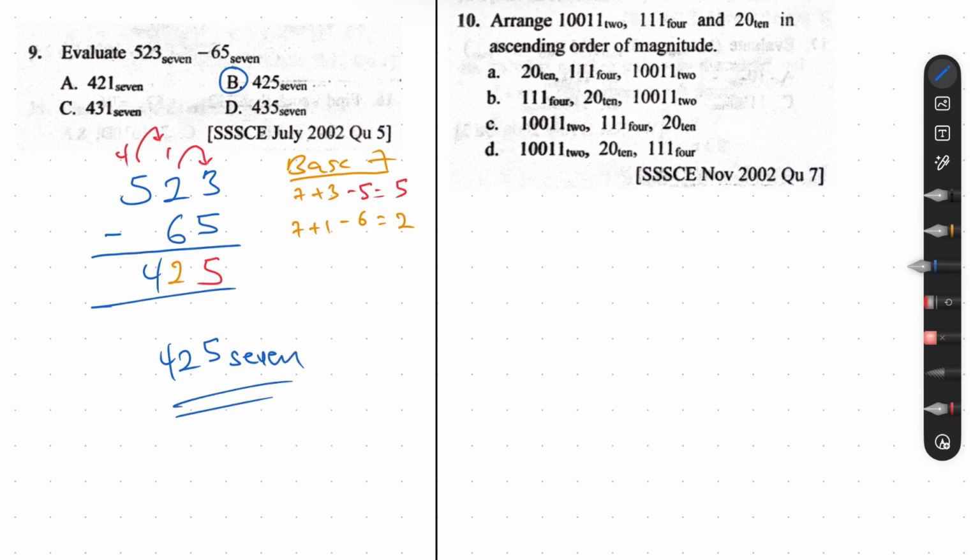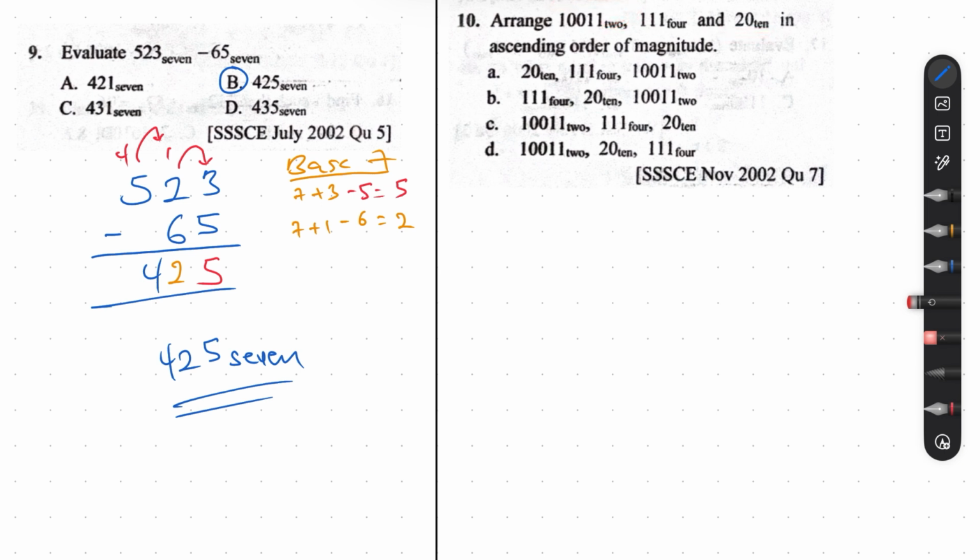Okay, cool. Let's move on to question number 10. It says, arrange these 3 numbers in ascending order of magnitude. So what we do is convert all the numbers into the same base. Here we have base 2, base 4, and base 10. So the simplest thing to do is convert everything into base 10.